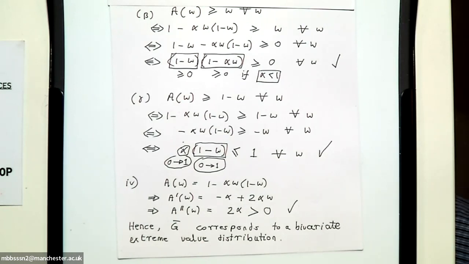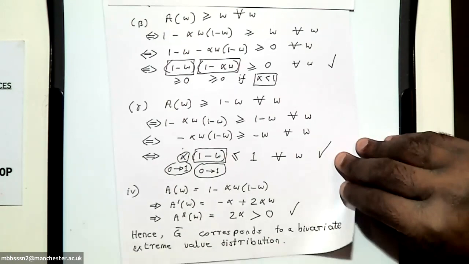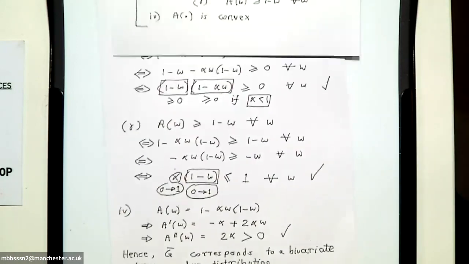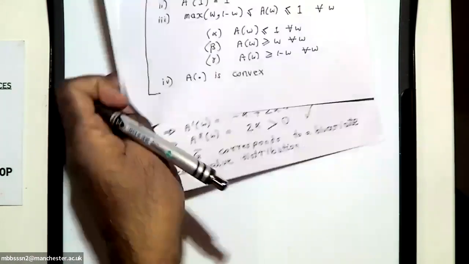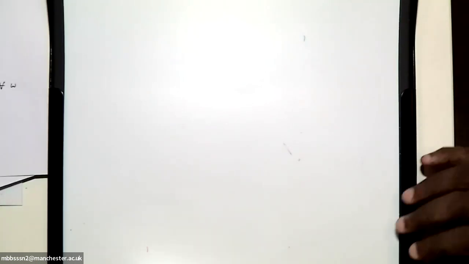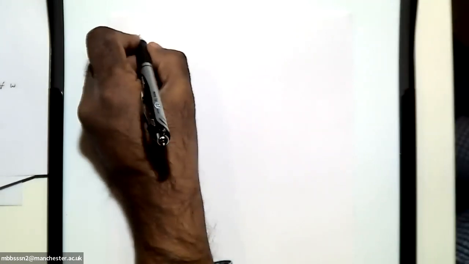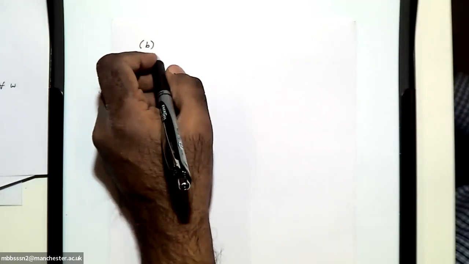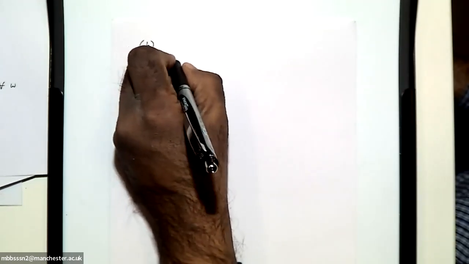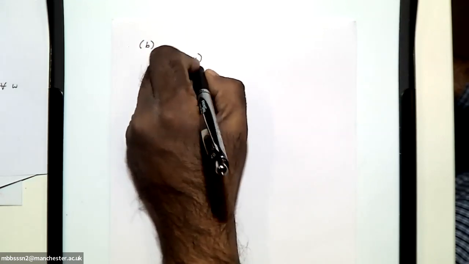The remaining parts are trivial. I'll just show you how the formulas to use. So it's only the first part of this that can be non-trivial for you. So to do the remaining parts of question 2, part B is to find the joint CDF, which is G of x comma y, right?